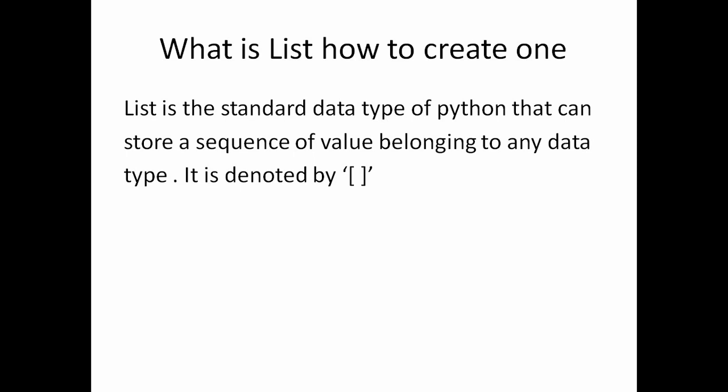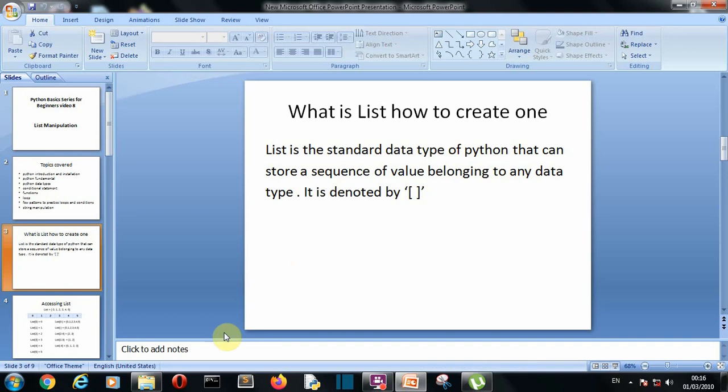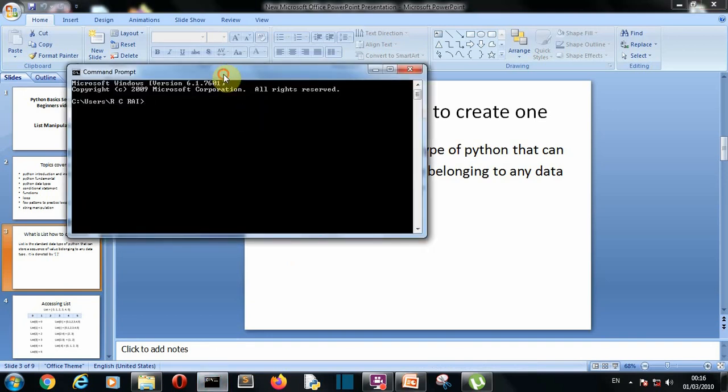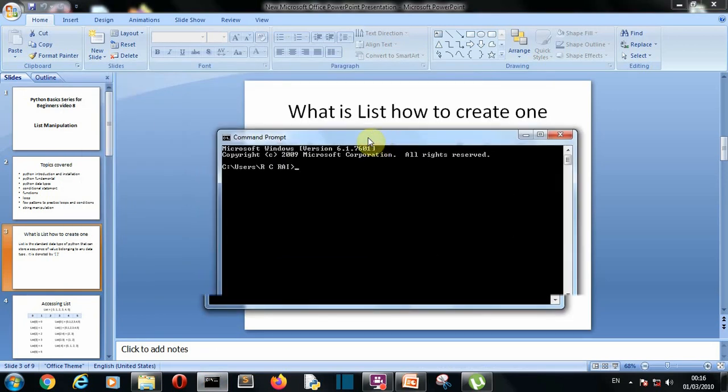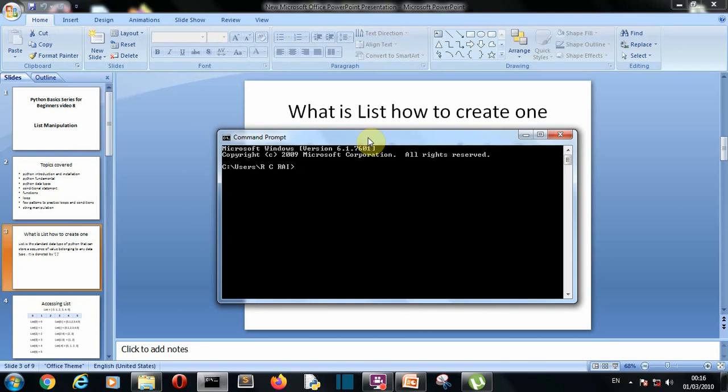List is one of the standard data types used in Python that can store a sequence of values, and that value can be anything. It can be of any data type. It can be a string, it can be an integer, it can even be a list. These square brackets denote the list. Now let me practically show you what a list is and how it is different from some of its very resembling data types. So let's open a Python shell.